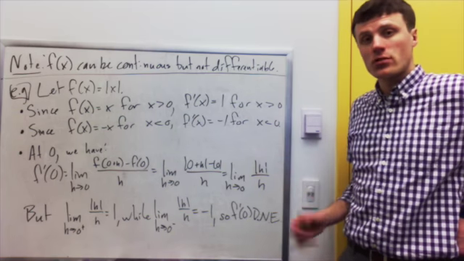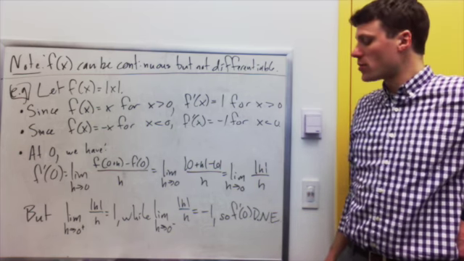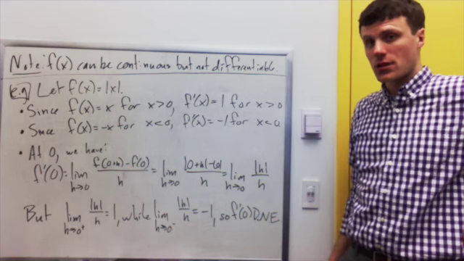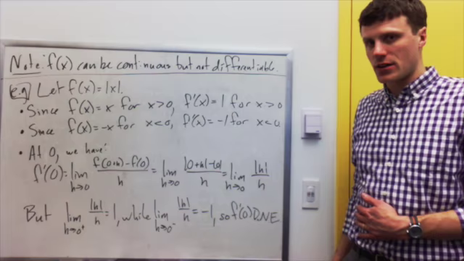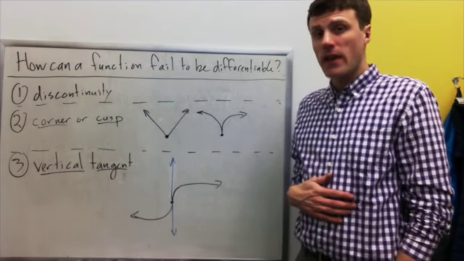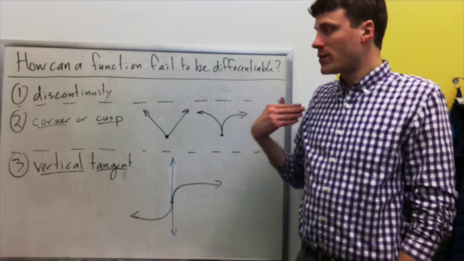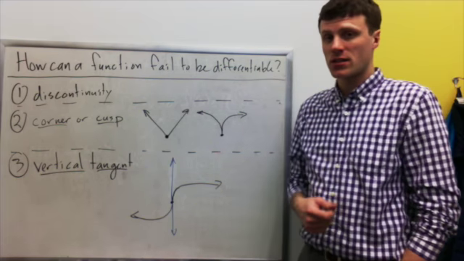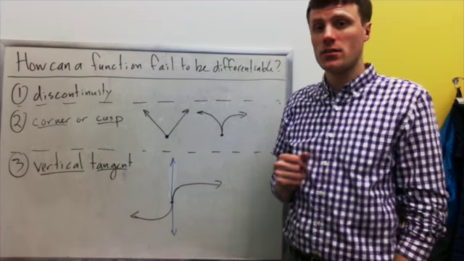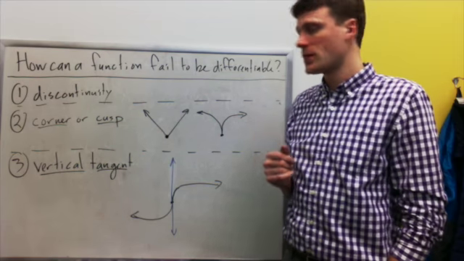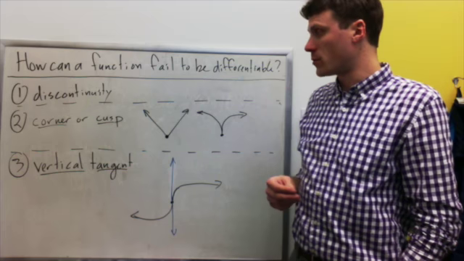However, we've also shown that the absolute value is continuous at 0. The limit as we approach 0 is indeed equal to 0. So this function is continuous at 0, but not differentiable there. So how can a function fail to be differentiable? Well, first of all, since differentiability implies continuity, if we have a discontinuity at a point, we can't be differentiable at that point. Okay. Well, what about places where we are continuous but aren't differentiable?